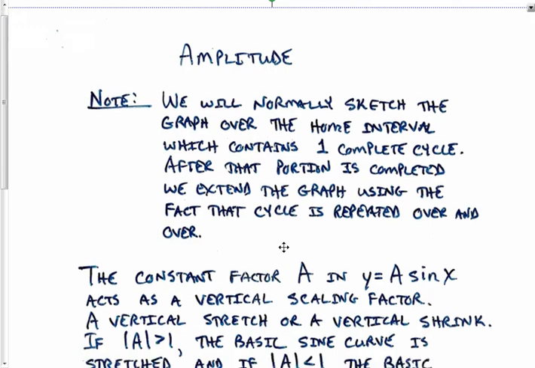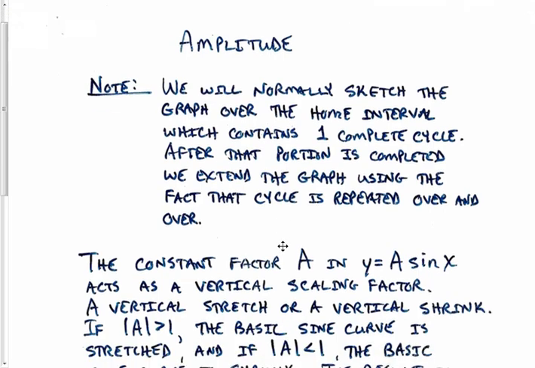Okay, so bear with me as I read to you some. As it says here, we're talking about amplitude. We'll normally sketch the graph over the home interval, which contains one complete cycle. And right now our home interval is 2 pi units long. After that portion is completed, we'll extend the graph using the fact that that cycle is repeated over and over. So we can extend to the right and extend to the left.